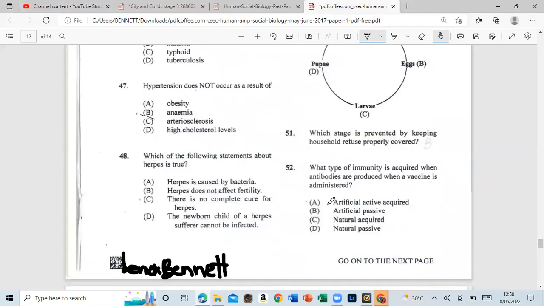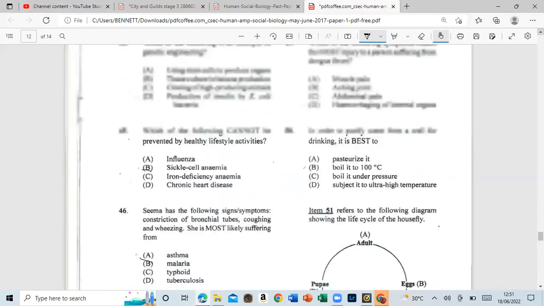Which of the following statements about herpes is true? Herpes is caused by a bacteria. Herpes does not affect fertility. There is no complete cure for herpes. Sadly, it is C. So guys, be careful out there, all right? Don't want the herp.